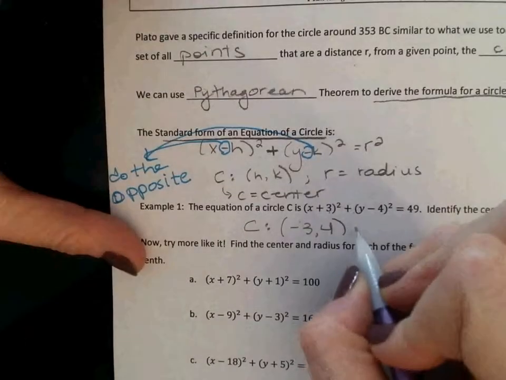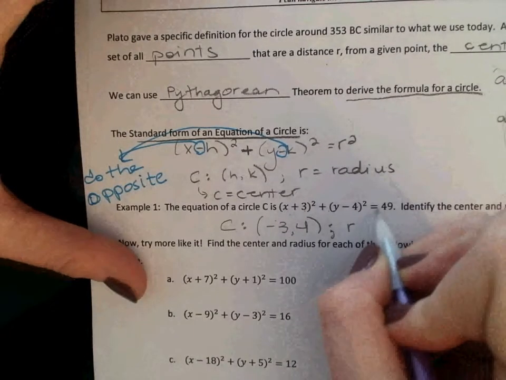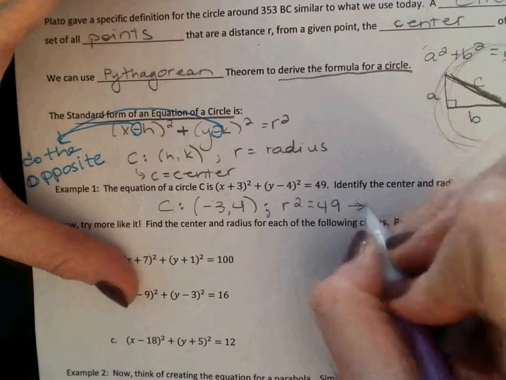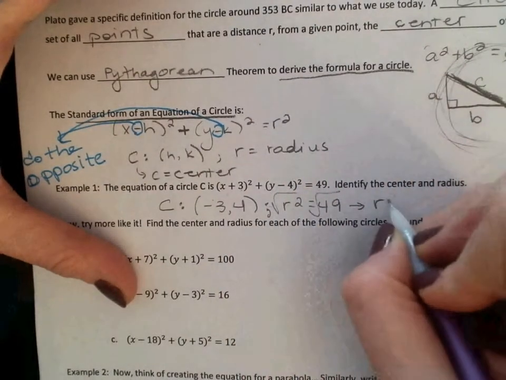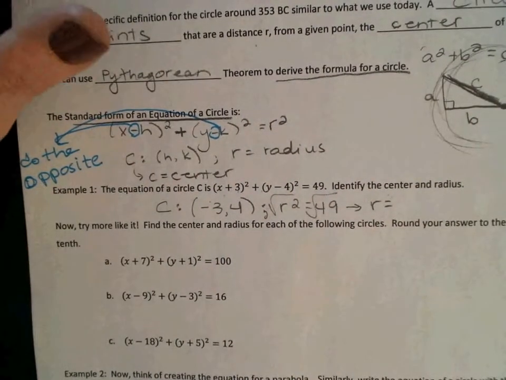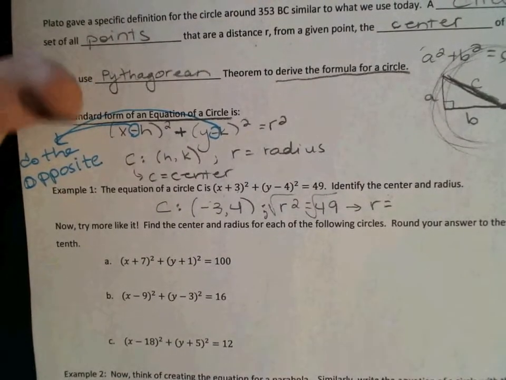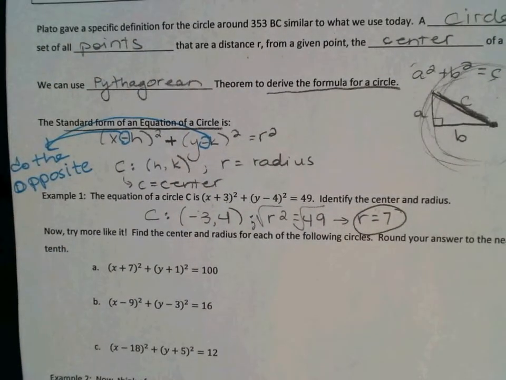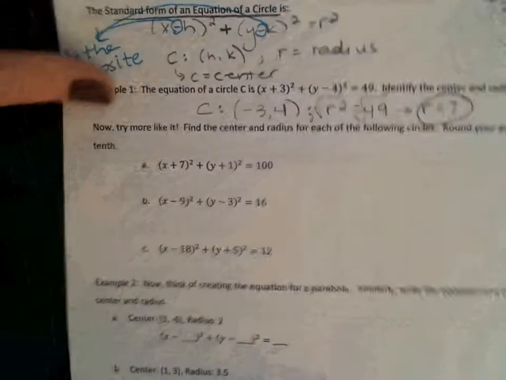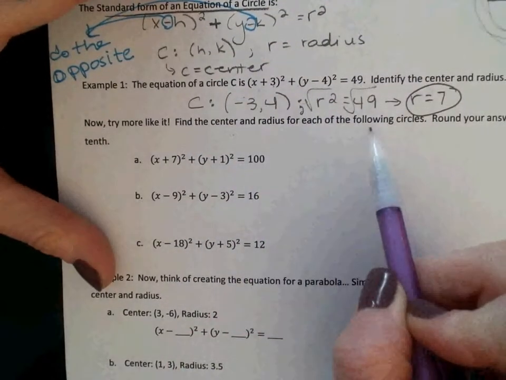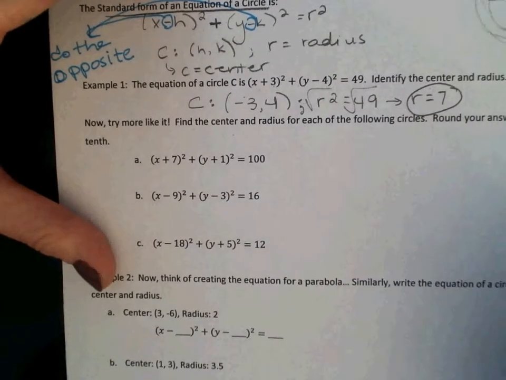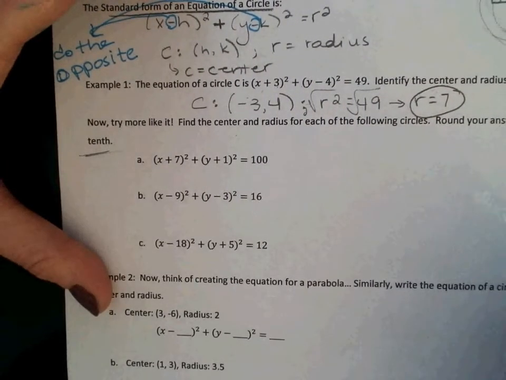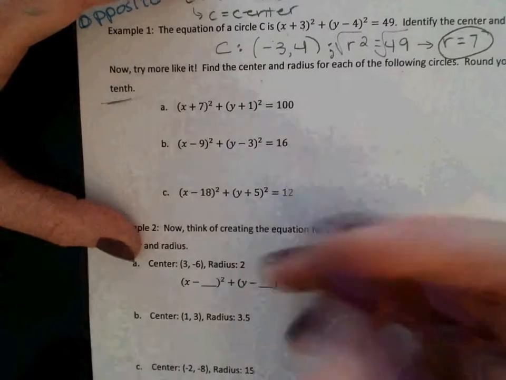So then the radius, well, we have r squared is 49. If we took the square root of both sides, we would get r equals plus or minus 7, but distances are positive, so we're only going to write the positive 7. So we'll try a couple more like that. Find the center and radius of each of the following circles, and then round to the nearest tenth for the radius if we have to take the square root of a non-perfect square.